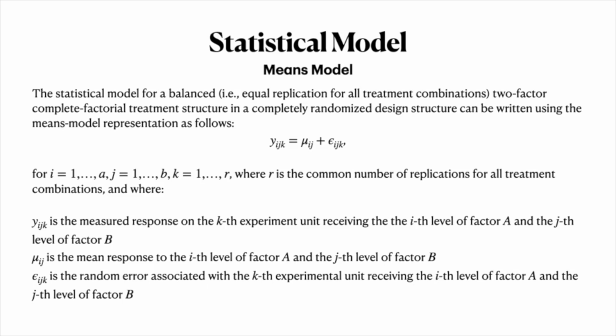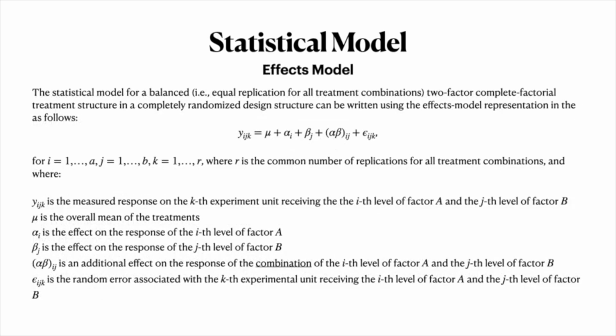And notice that because this is a two-factor treatment structure, we have subscripted the mean there, mu, with two indices, i and j, corresponding to the two factors. And you see here the standard assumptions that go along with this model. Now, we can also look at the effects model for this scenario.